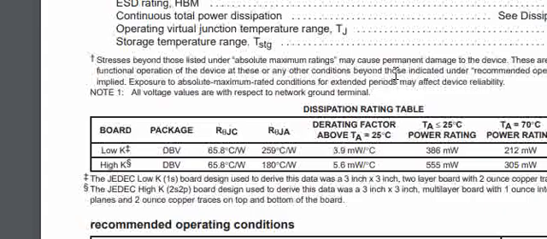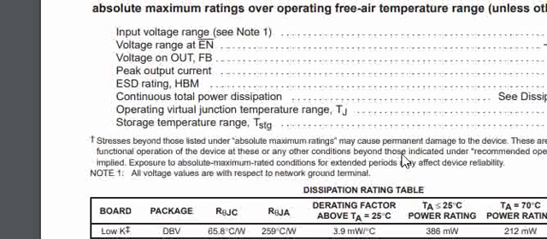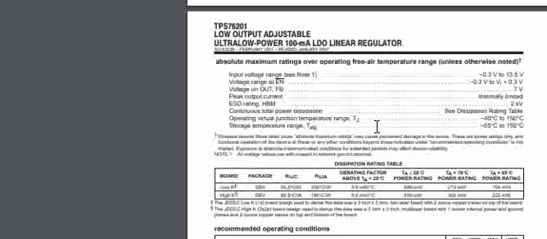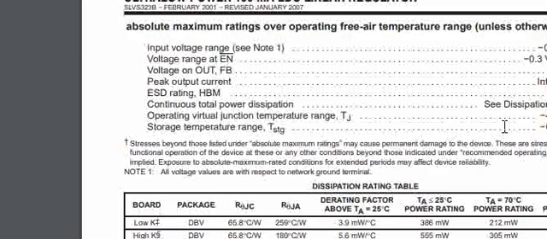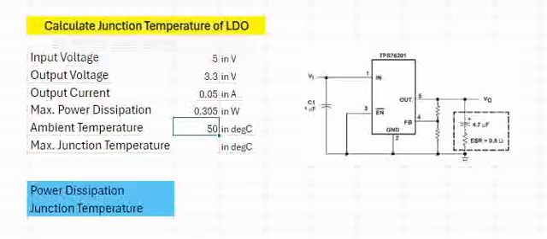And then the maximum junction temperature. The maximum junction temperature can be seen in this data sheet. If you see here, the maximum junction temperature is around 150 degrees, so we can consider 150 as the maximum junction temperature. These are the inputs that are required to calculate the power dissipation and then the junction temperature.